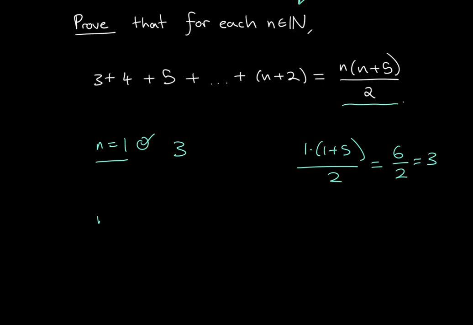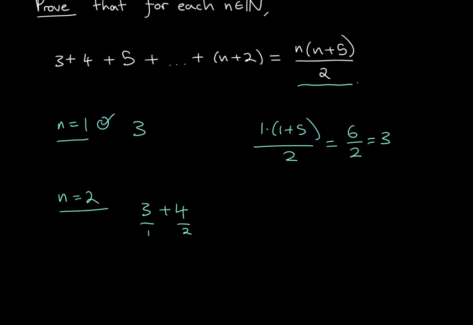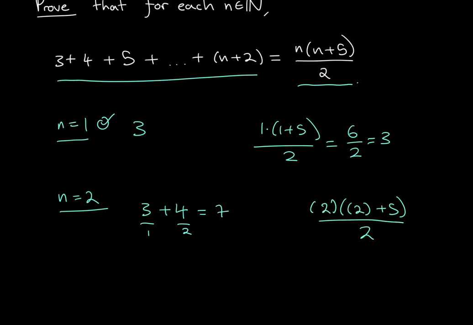All right, let's try n equals 2. I'm going to sum the first two integers. So this side will be 3 plus 4, 1, 2, right? So n equals 2. On this side, what I'm going to do is plug n equals 2 into this formula and hope that it equals 7. So on this side, it equals 7. On this side, it's going to be 2 times (2 plus 5), all divided by 2. Again, all I did was replace these n's with n equals 2. And let's see what that equals.